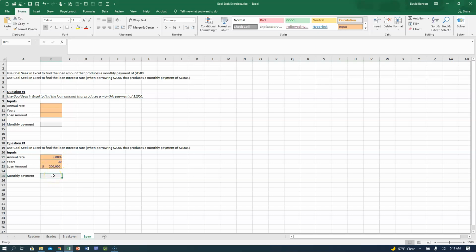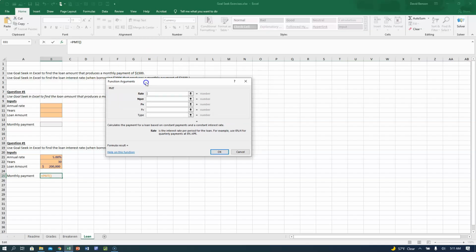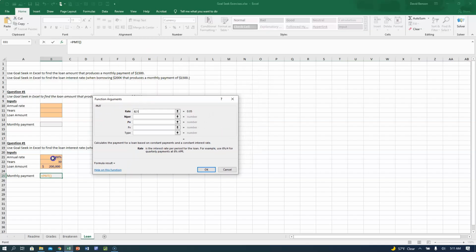So what I'm going to do is say equal to payment, and I'm going to click on this FX so that we can see it. The rate is going to be this 5% divided by 12. The number of periods is 30 times 12, because I'm making 12 monthly payments for 30 years, so it's going to be 360. And then the present value is the $200,000 in cell B23.